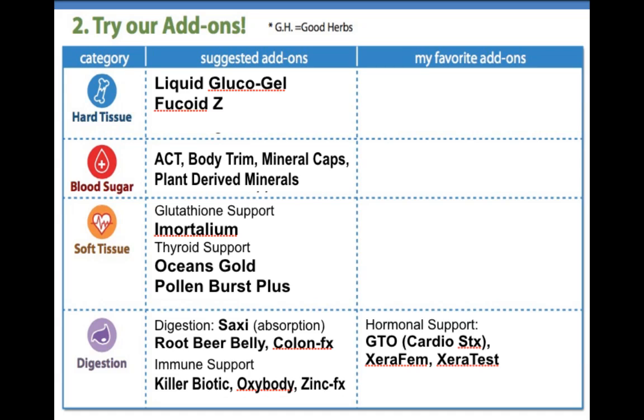ACT and body trim are great energy drinks that you use between meals for blood sugar support. Between meals are the best. You have stable energy levels, sugar levels between meals. You tend not to be as hungry at the meal times.